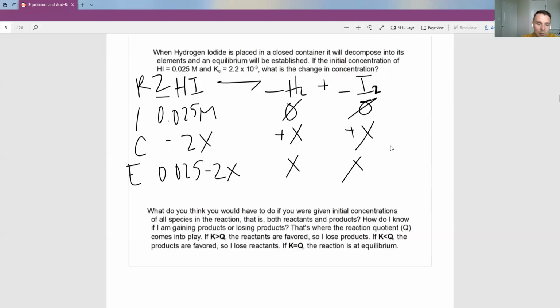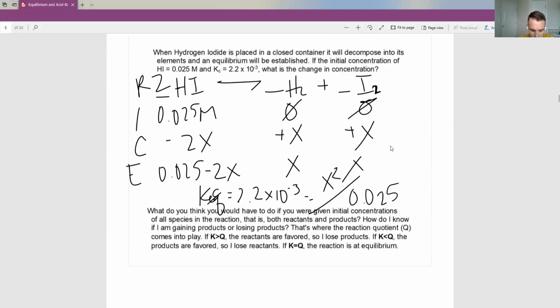I'm not going to write out my equilibrium expression for you. I'm just going to plug it in. I know what the KC in this equation is, 2.2 times 10 to the negative third. That's going to be equal to the concentration of the products raised to their coefficients. So they're both x, so that's going to be x squared divided by 0.025 squared, again, because it is a 2 here. And again, I neglected the 2x.